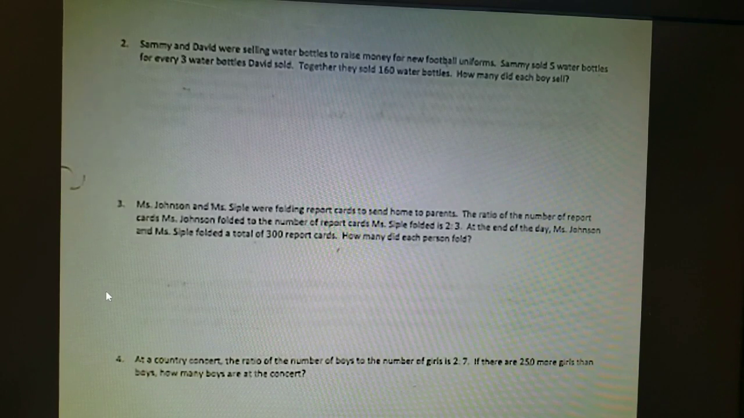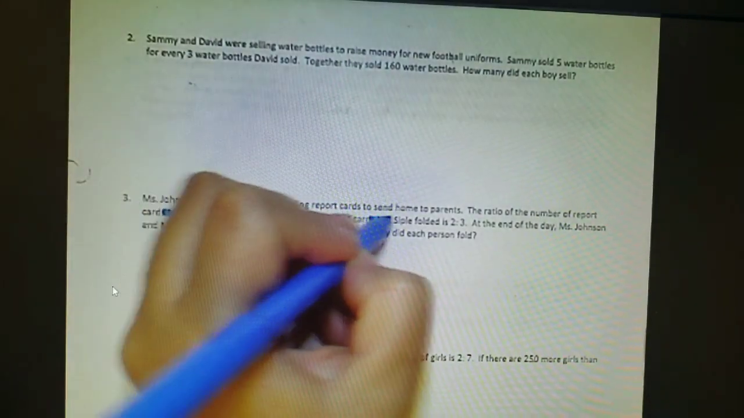So we have Miss Johnson and Miss Sipple. We're folding report cards to send home to parents. The ratio of the number of report cards Miss Johnson folded to the number of report cards Miss Sipple folded is 2 to 3. Remember, the very first thing that we always identify is what is the order of the ratio and what is the ratio. So we have Miss Johnson to Miss Sipple, and our ratio is a 2 to 3. Okay? So at the end of the day, Miss Johnson and Miss Sipple folded a total of 300 report cards. Total is super important because that lets us know where we are going to put this 300.